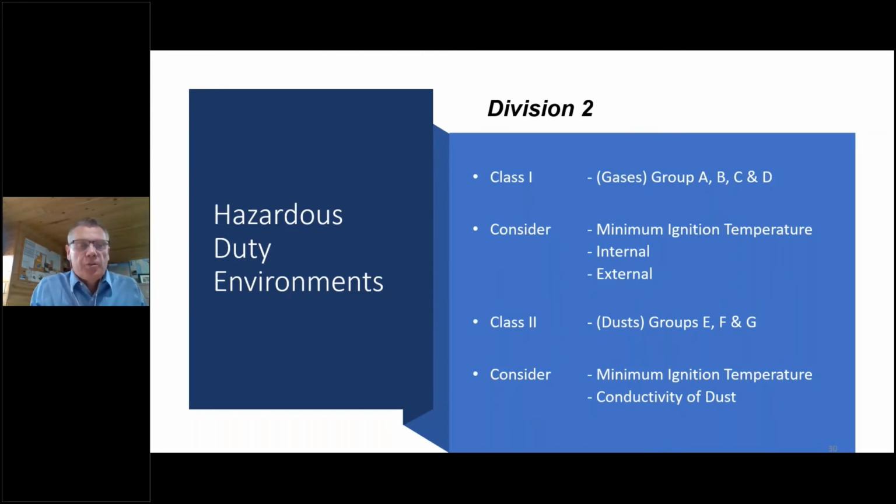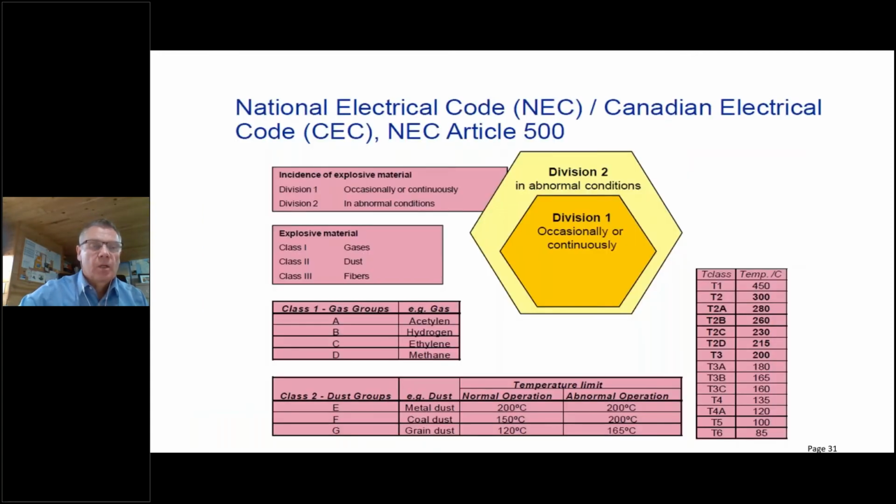So Class 1 Division 2, we show the gas groups. We're talking about minimum ignition temperatures. And so Division 2 Class 2 would deal with dust, and then like I said, Division 2 Class 3 would deal with ignitable fibers. This is actually one of your handouts, so I don't want to spend too much time on this because we are slowly running out of time, or quickly running out of time.